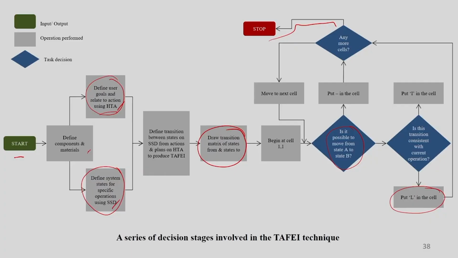So here I mentioned input and output in the ash colored squares, that these are the operations. Okay, and in the task decision, these are the decisions to be made. So these are the important decisions where you can have some kind of intervention.